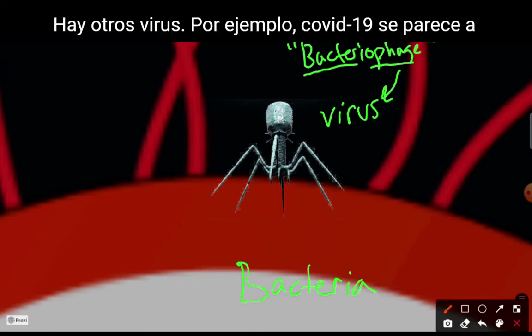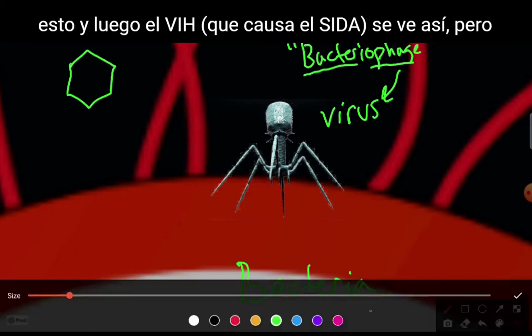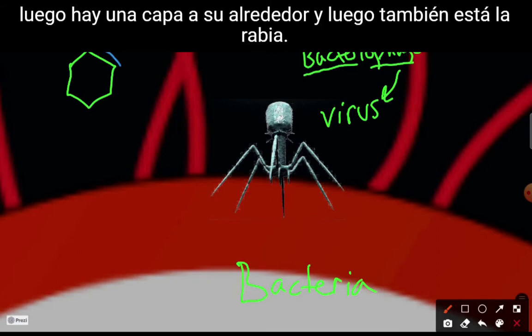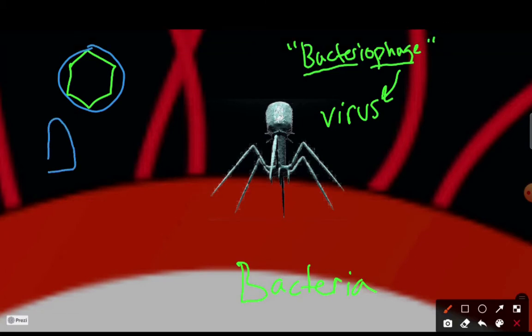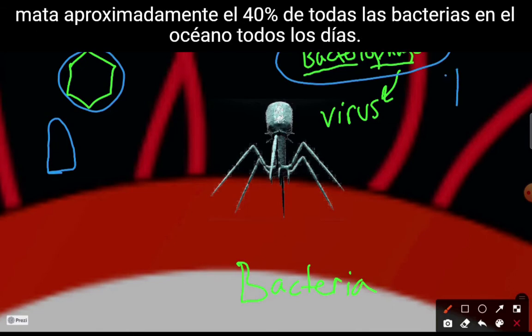There are other viruses. For example, COVID-19 looks like this. And then HIV, which causes AIDS, looks like this, but then there's a layer around it. And then there's also rabies. Rabies looks like this. And so there are different types of viruses, but the one you have to recognize is the bacteriophage. It kills about 40% of all bacteria in the ocean every day.